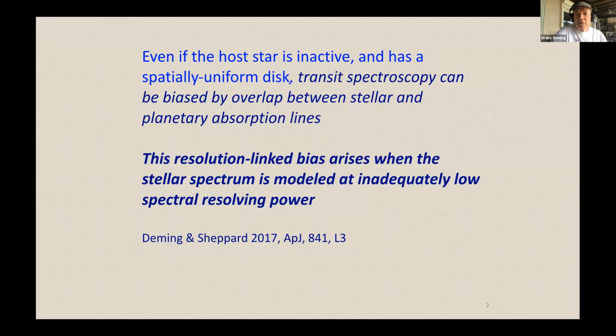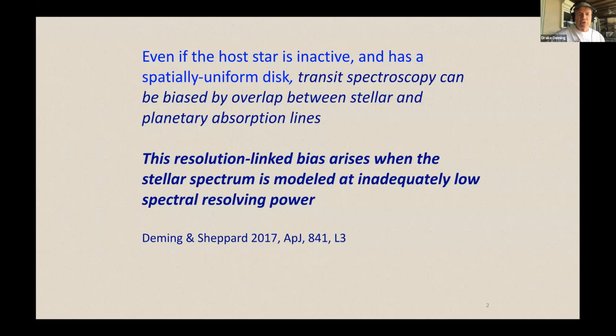A major theme in this symposium has been the effect of inhomogeneities in the stellar disk on transit spectroscopy. But I want to point out that even if the host star is not active and has a spatially uniform disk, its spectrum is inhomogeneous. It has spectral features. And you can have problems with transit spectroscopy, and those problems can arise as a bias caused by the overlap between stellar and planetary absorption lines.